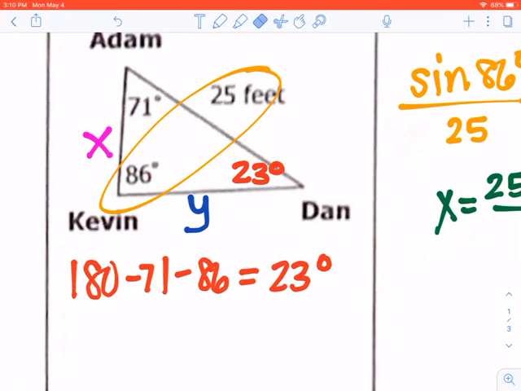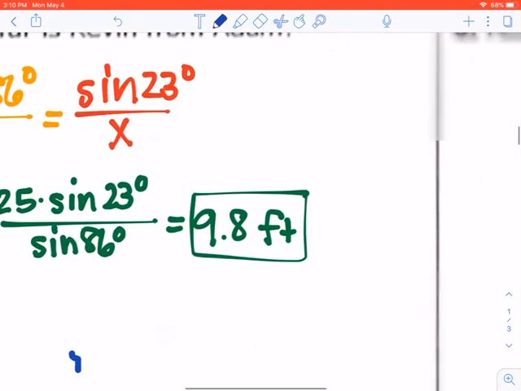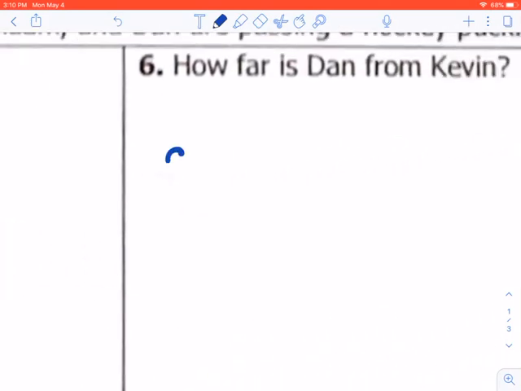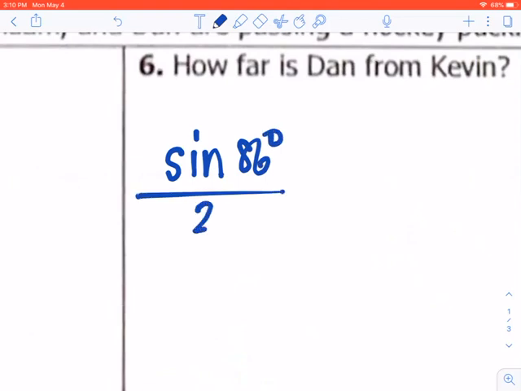I can still use the 86 over 25. I can use that pair. Just because I've used it once doesn't mean I can't use it again. So I can use the 86/25, and then I have the 71 in Y. So I have the sine 86 degrees over 25 will equal the sine 71 degrees over Y.